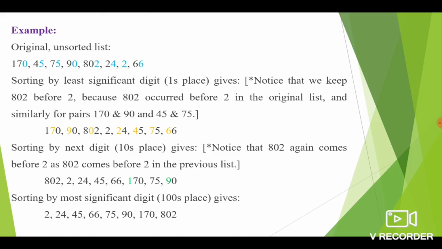Okay, so again we are searching for the values with the middle digit, that is, the elements which have zeros in the tens place. So how many elements do I have? 2 elements, 802 and 2. So 2 is taken as 002. Okay, so I am searching for the elements which have 0 in the tens place. Since I have 2 elements, 802 and 2, they are written as they are.